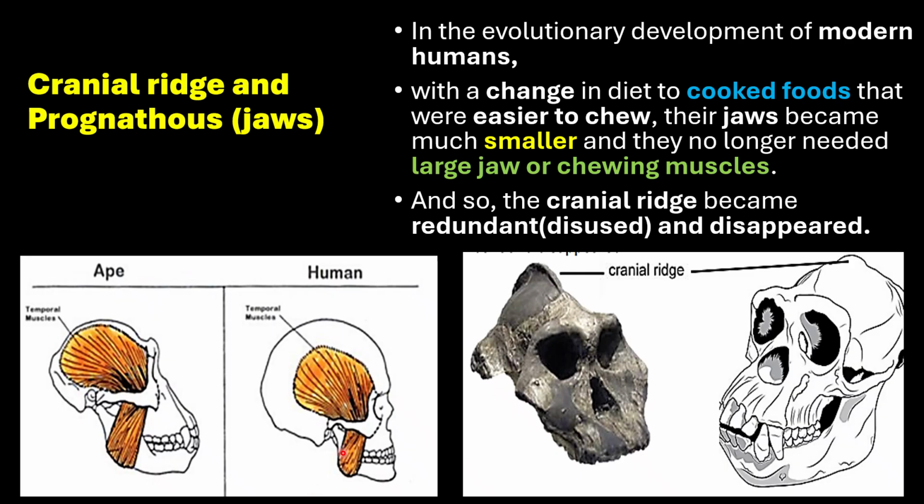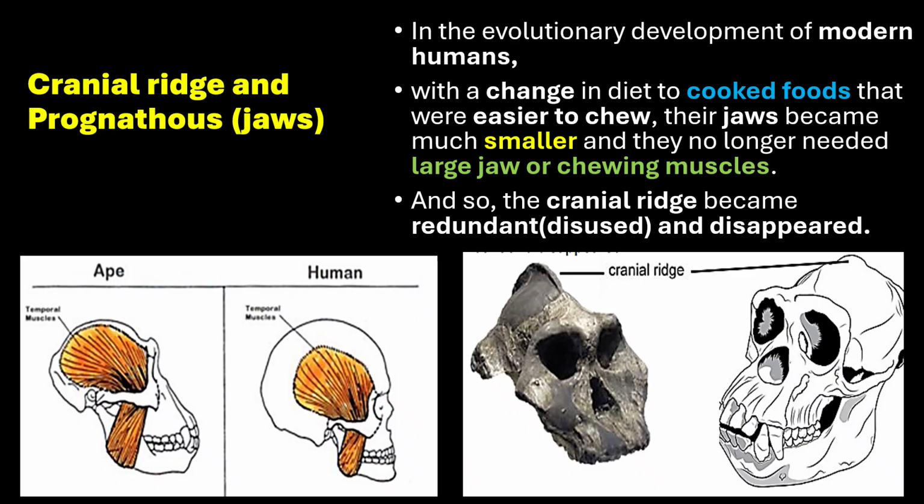So here it continues to say, because we no longer needed large jaws and chewing muscles, the cranial ridge that we had millions of years ago became redundant. Redundant means it became disused and then eventually disappeared. Remember, explaining evolution involves the application of Lamarck's theory, the law of use and disuse only. That is the only law applicable here. The more you use your jaw muscles, the stronger they become. If you don't use them, they become disused and redundant.